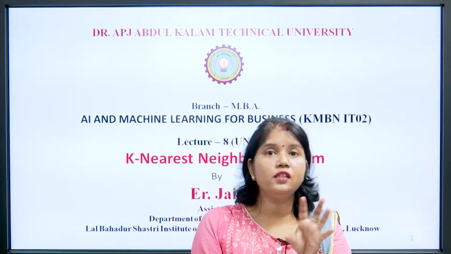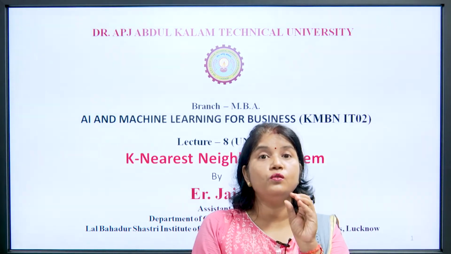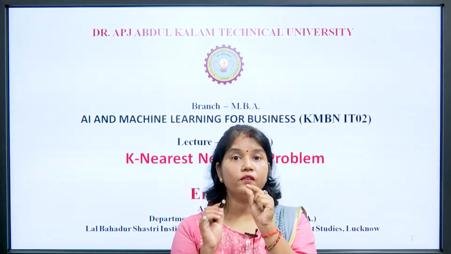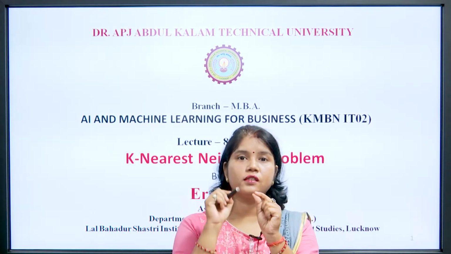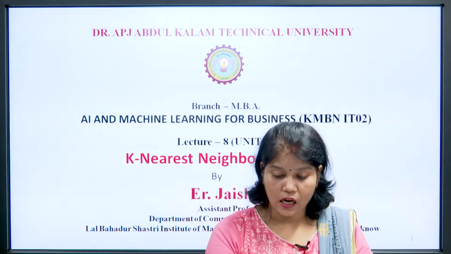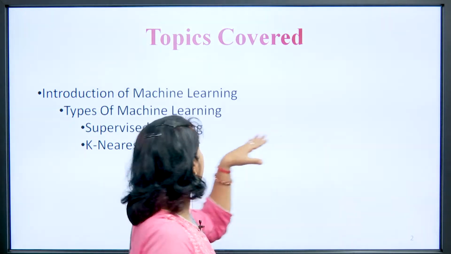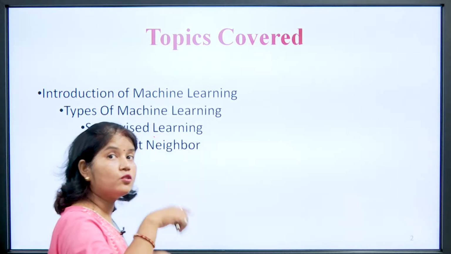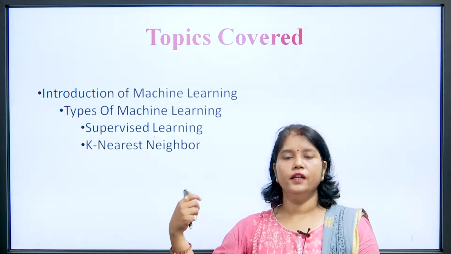So, k nearest neighbor, k suppose is 3 or 4, that means 3 nearest neighbors. Whatever data is given, you have to find out the nearest 3 points to which it fits. Okay. Just see where it comes in the types of machine learning: under supervised learning, one of the methods is k nearest neighbor. Okay.